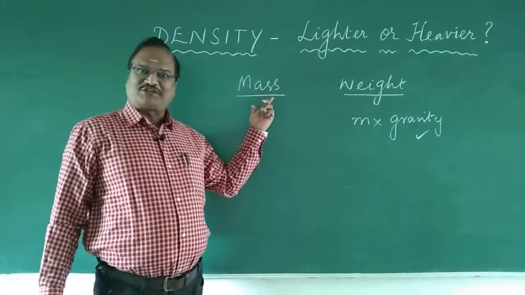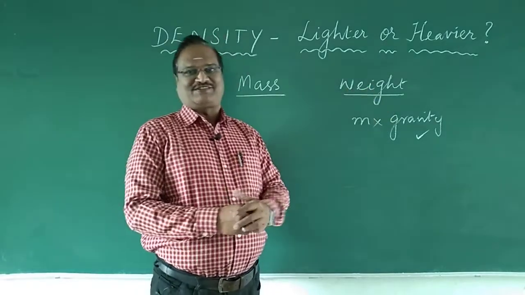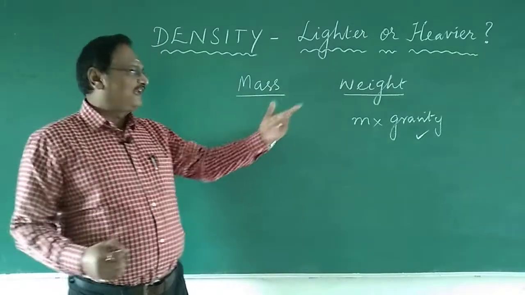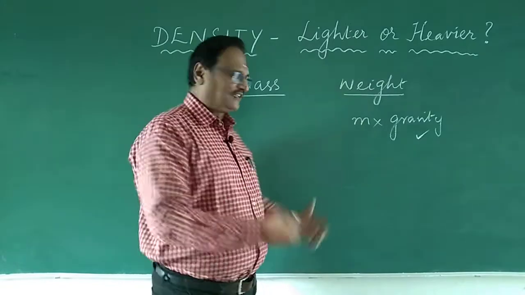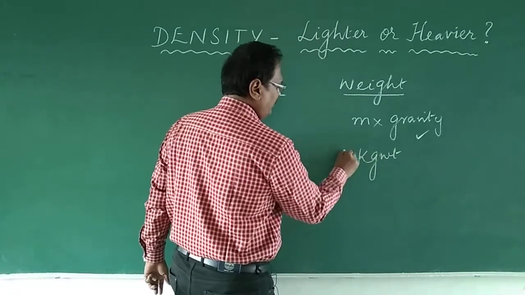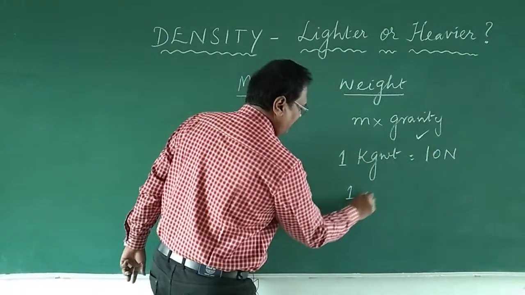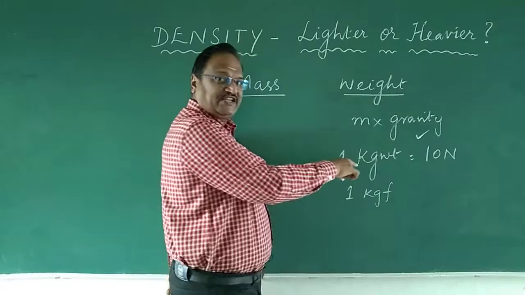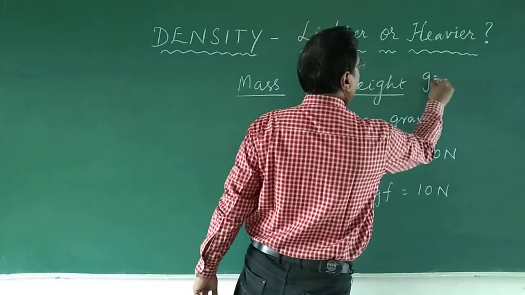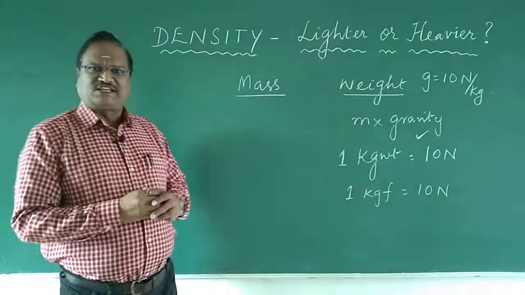Mass is measured using a beam balance and weight is measured using a spring balance. Mass is measured in kilogram or in gram, whereas weight is measured in Newton, or simply we can say kilogram weight. You should remember 1 kg weight is equal to 10 Newton or 1 kg force. Some people will say kg force is equal to 10 Newton because gravity of the Earth is 10 Newton per kilogram. So these are the basic things we studied.